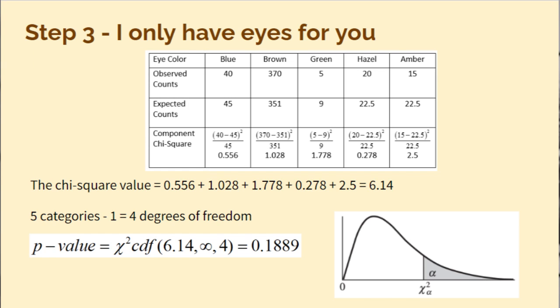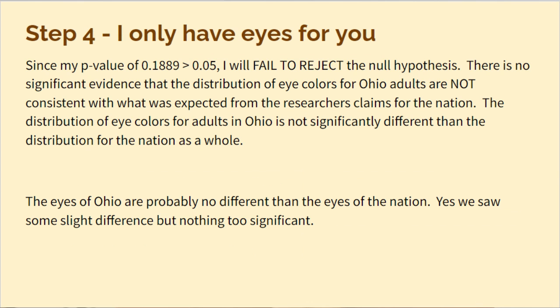Now it's time to make my conclusion. Now, since my p-value of 0.1889 is greater than 0.05 or even 0.01 if you use 1% for your level of significance, I'm going to fail to reject the null. There is no significant evidence the distribution of eye colors for Ohio adults are not consistent with what was expected from the researchers' claims for the nation.